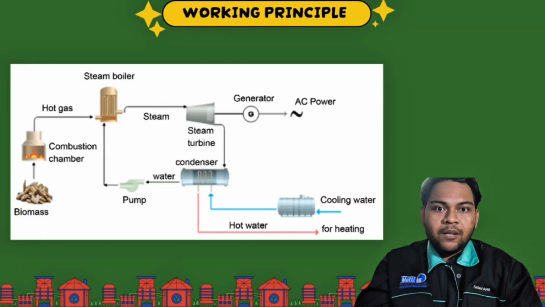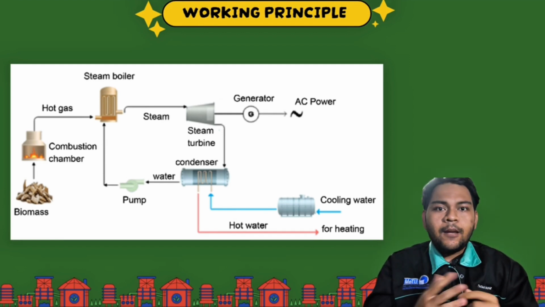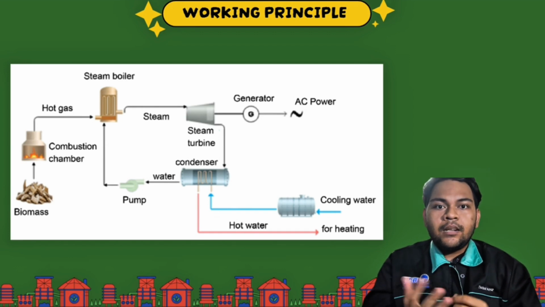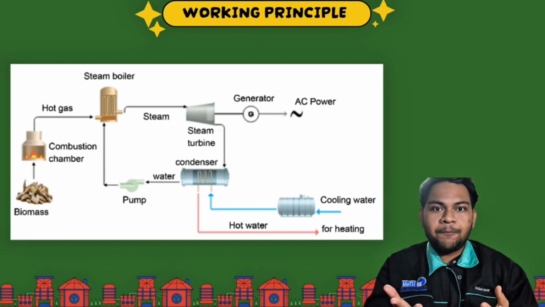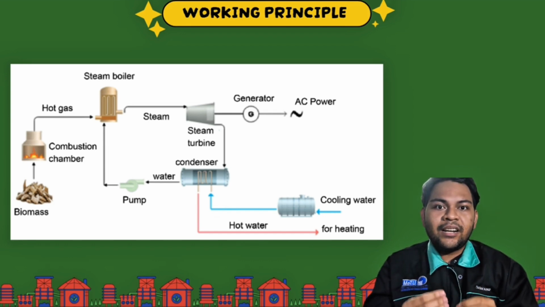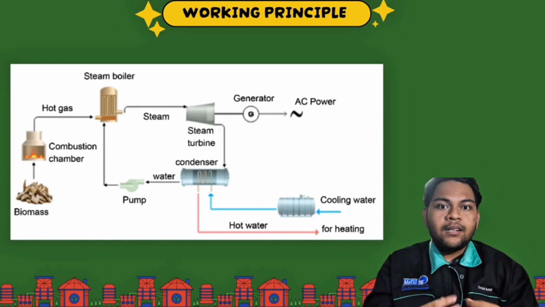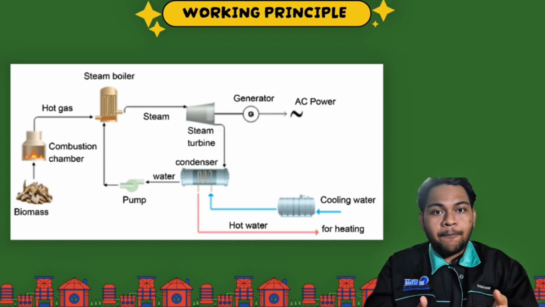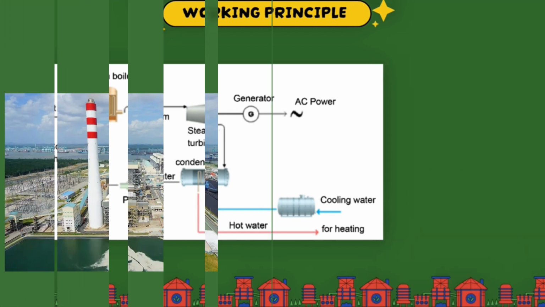Now, I will explain the working principle of the biomass power plant. Firstly, biomass is burned in the combustion chamber, producing hot gas. This hot gas heats water inside the steam boiler, turning it into high pressure steam. The steam then rushes to spin the steam turbine, which in turn drives the generator to produce AC power. After passing through the turbine, the steam enters a condenser which cools it back into water. A pump then sends this water back to the boiler to repeat the cycle.